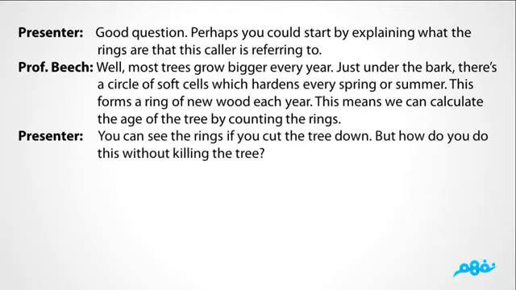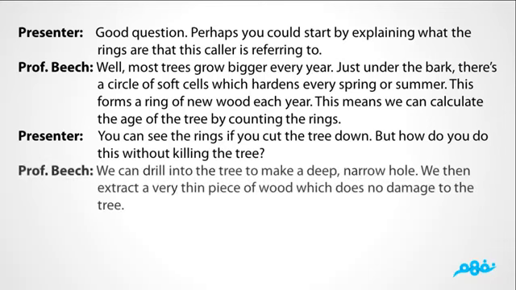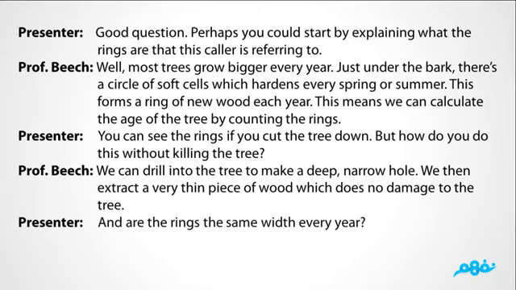You can see the rings if you cut the tree down, but how do you do this without killing the tree? You can drill into the tree to make a deep, narrow hole. We then extract a very thin piece of wood which doesn't damage the tree. And are the rings the same width every year?